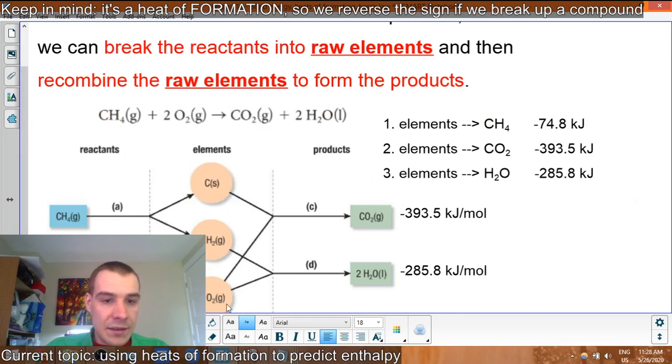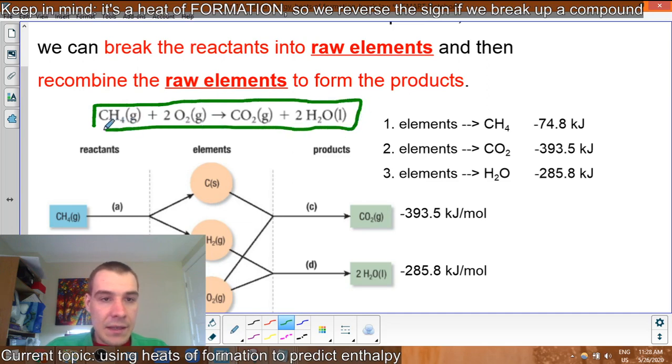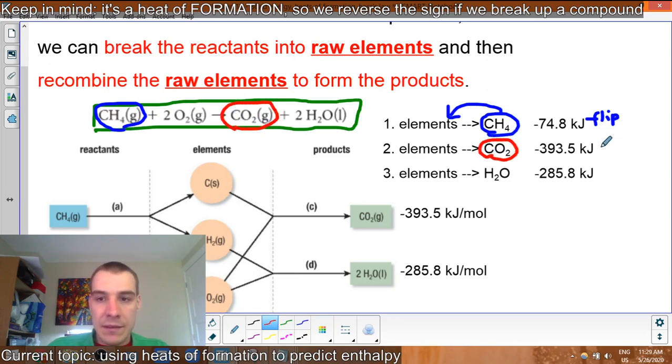This is our target. So we'll do the same kind of concept as we've done for Hess's law, except now we have these raw elements. CH4 is on the left side of the target, but in my formation reaction, it's on the right side. They're all on the right side, because it's heats of formation. So that tells me I have to flip this. CO2 in red is on the right side, and there's one of them. That one we just keep.